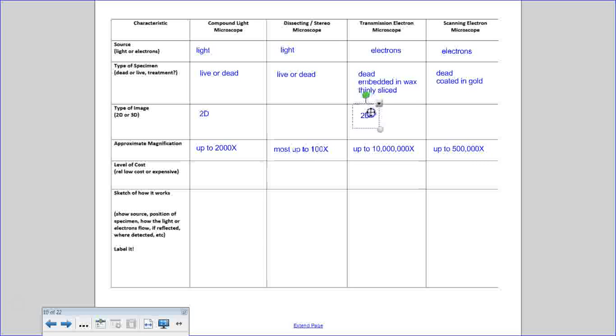Transmission, the electrons go through a thin section of it. So it gives us a two-dimensional image, but much more detail than the compound light microscope does.